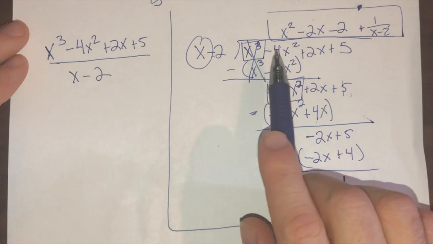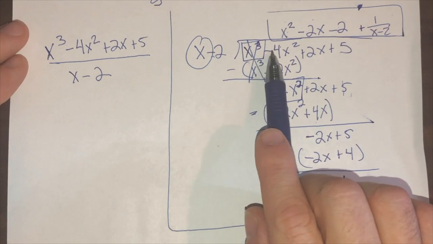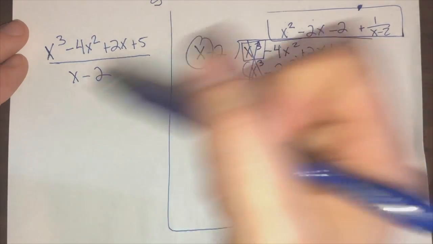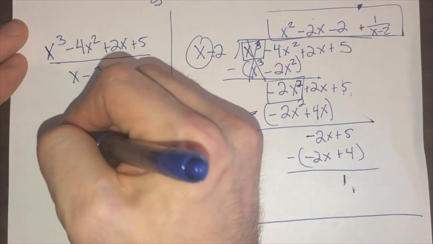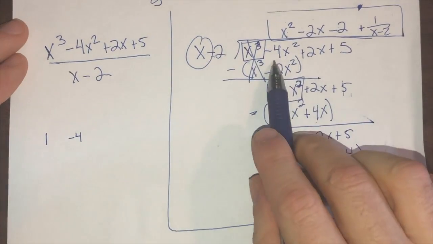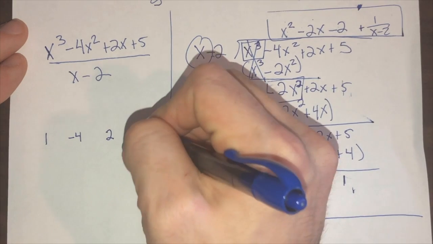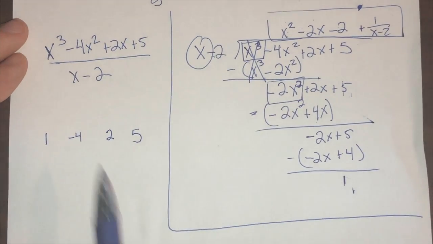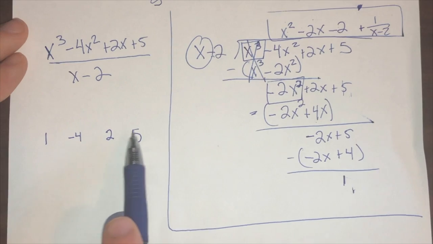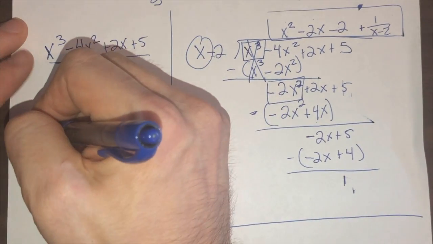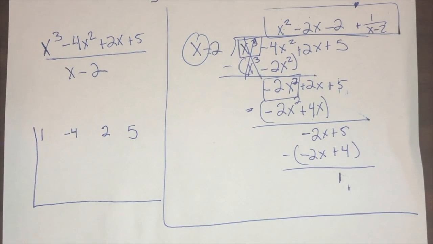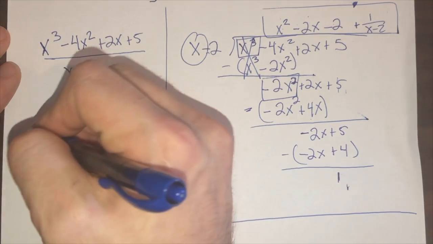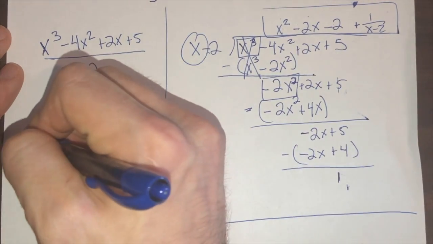So the first thing I'm going to do with synthetic is take all of my coefficients of the dividend and write them in. So I've got 1, -4, and the signs matter, 2, and 5, okay? And that represents x cubed, x squared, x, and the number by itself. Now I'm going to draw this little thing here, almost like I took my division sign and flipped it upside down.